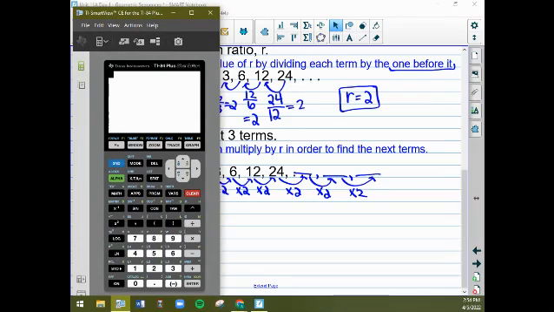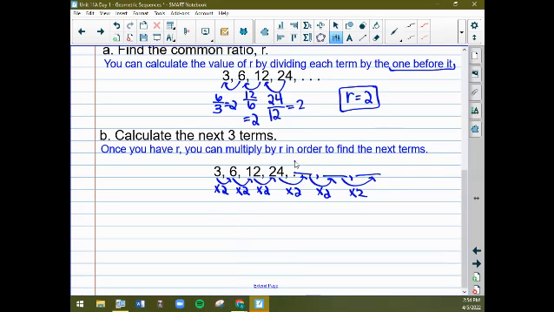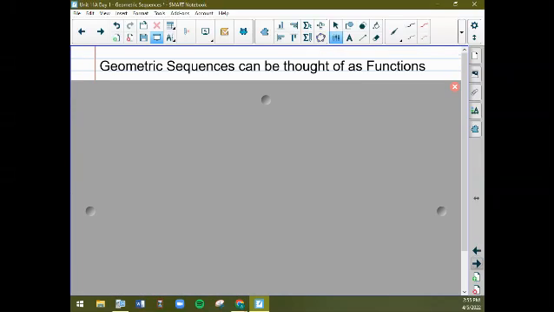We start with the last term, 24. We multiply by 2, and we get 48. Then we multiply that by 2; I can just hit times 2, and I get 96. Then I multiply by 2 again, and I get 192. So 48, 96, and 192. That's how you calculate the next 3 terms. Then you could put a comma and a couple more dots because it's going to keep going on.